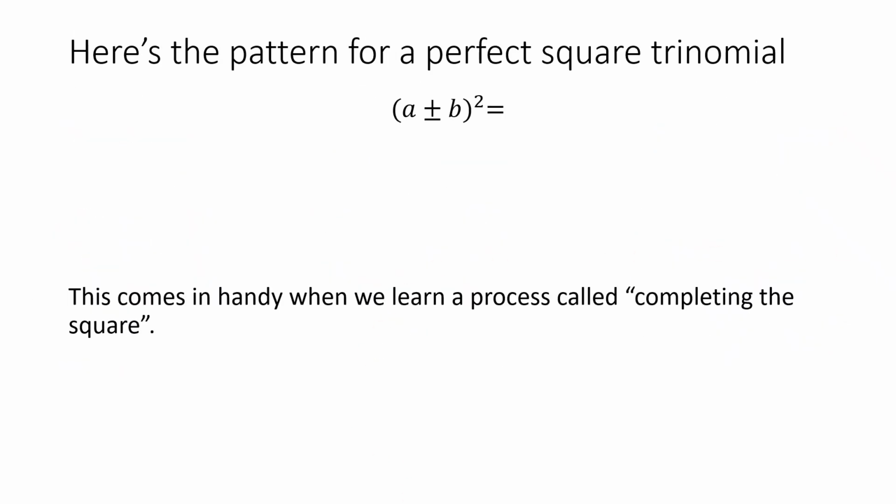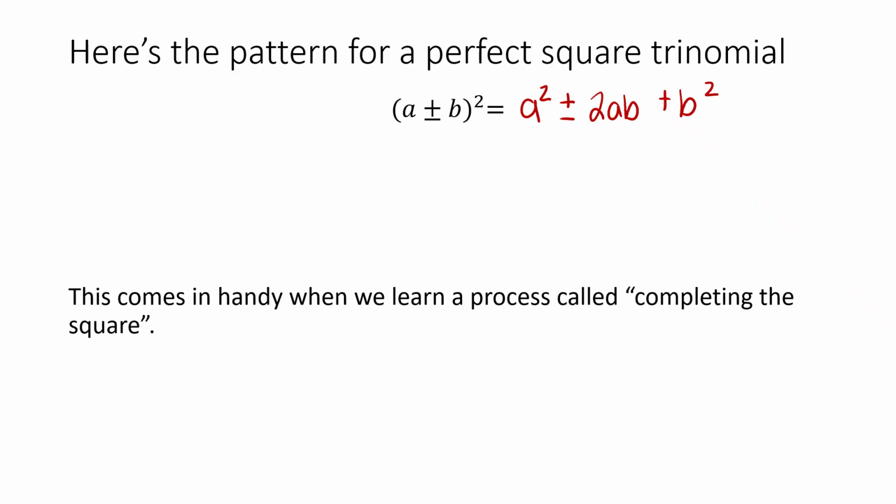So here's the pattern. If you have a, now this symbol right here, we've seen this in the quadratic formula. This is plus or minus, and it just means that this can work for adding or subtracting. And here's what it looks like. It is a squared, and then plus or minus 2ab plus b squared.